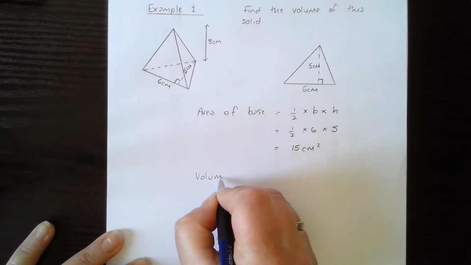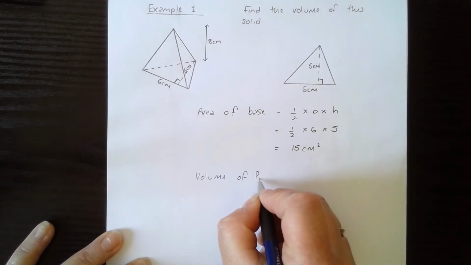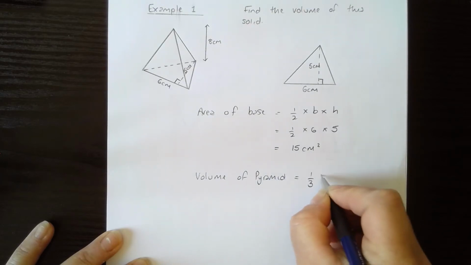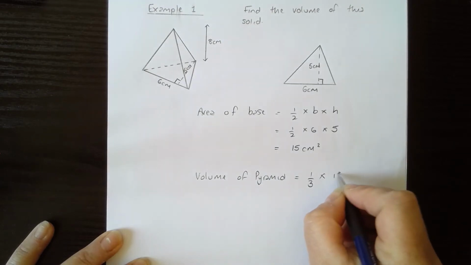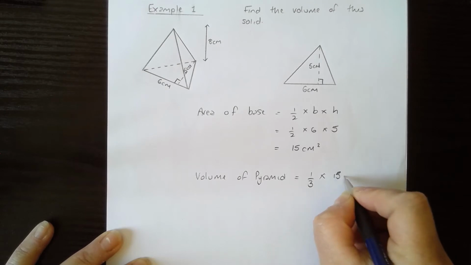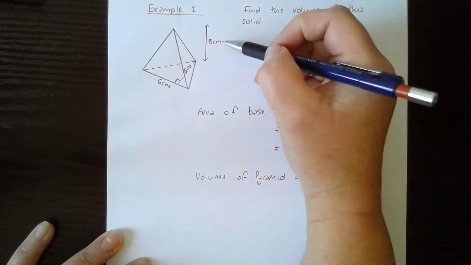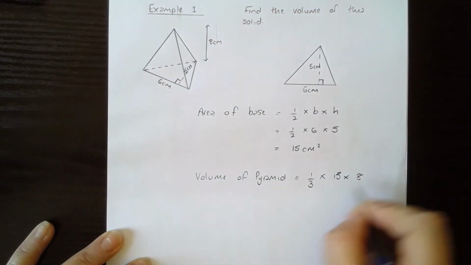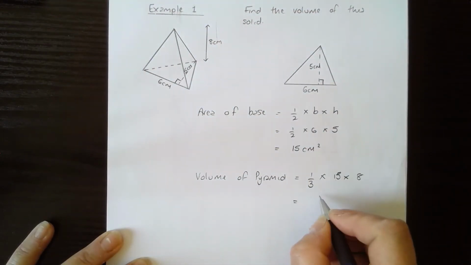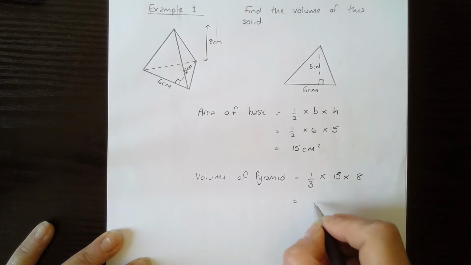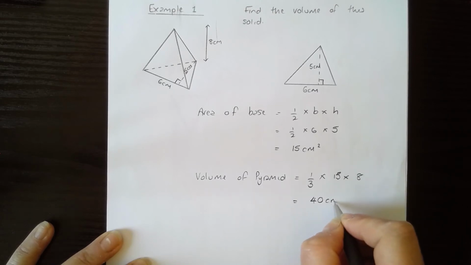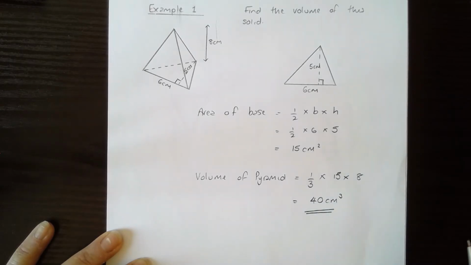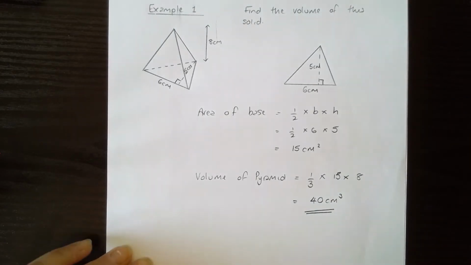Volume of pyramid is equal to 1/3 times the base area, 15, times the height, and that's the vertical height of it, how tall it is, which is 8. 1/3 of 15 is 5. 5 times 8 is 40 cubic centimetres. Make sure you get the units right. So that's my volume.